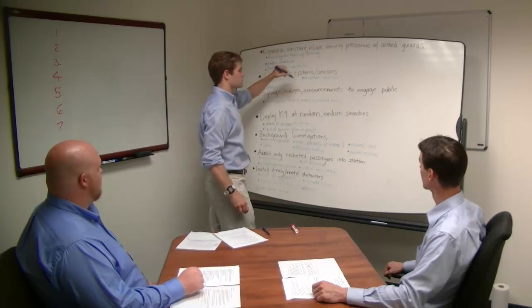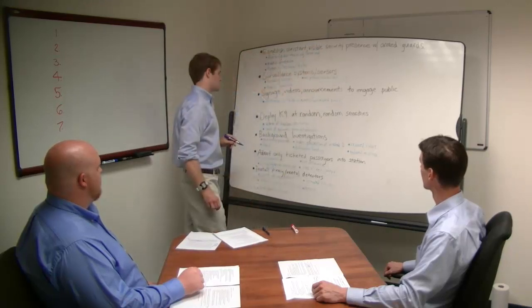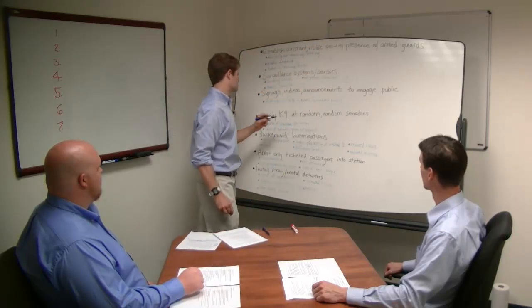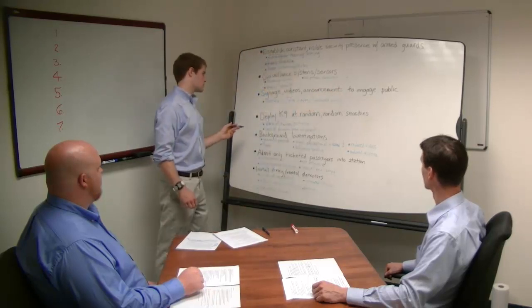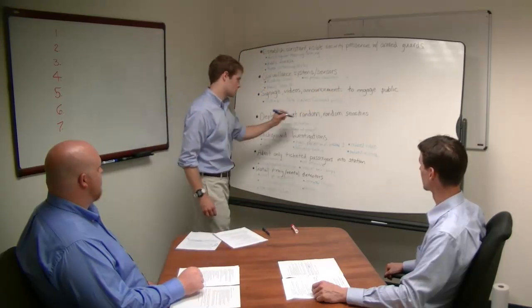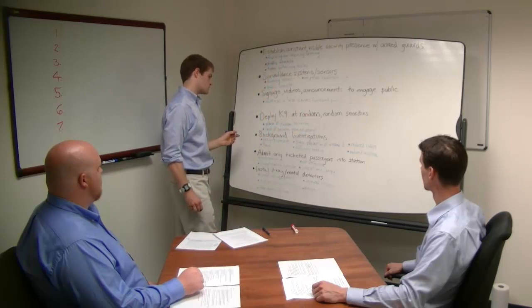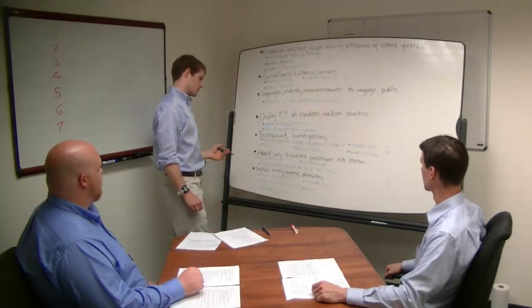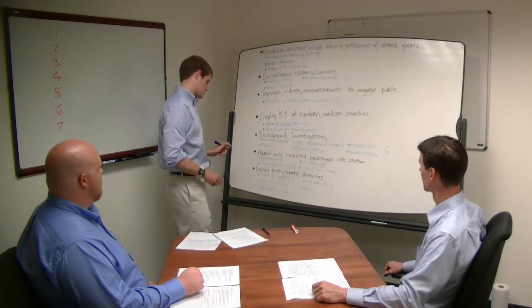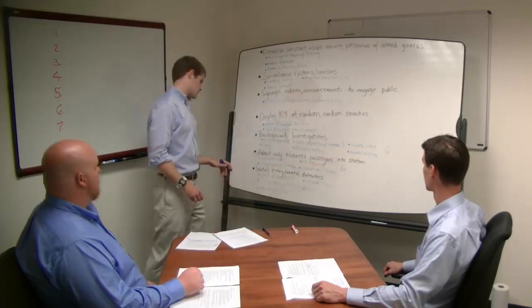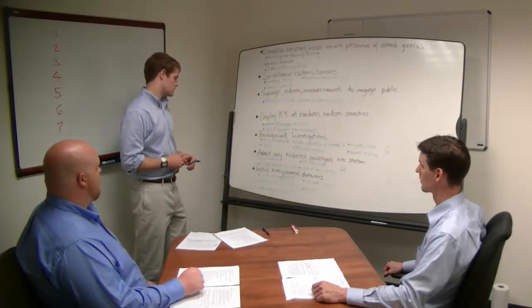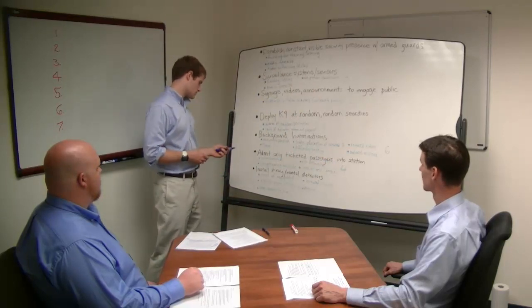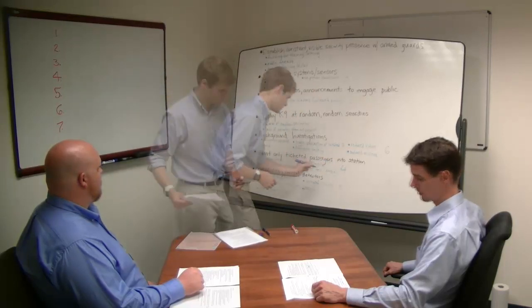It looks like for the first one we have 3. The second one, the surveillance systems, is also 3. The signage, the public engagement, is just 1. The deployment of canines at random is 2. The use of background investigations looks like 6. The admission of ticketed passengers into this station is 4. And then the installation of the X-ray metal detector equipment, that looks like we have 5.